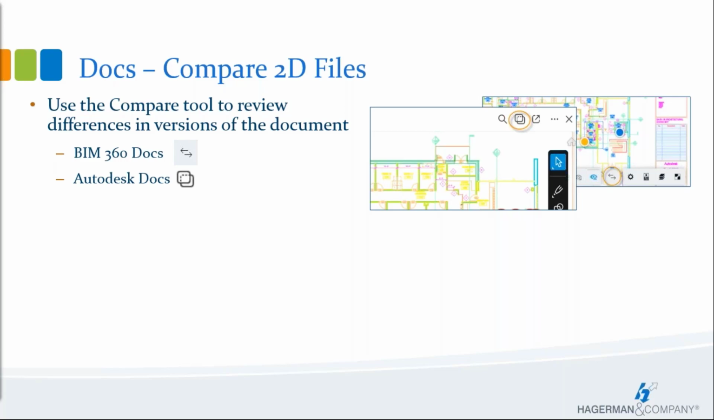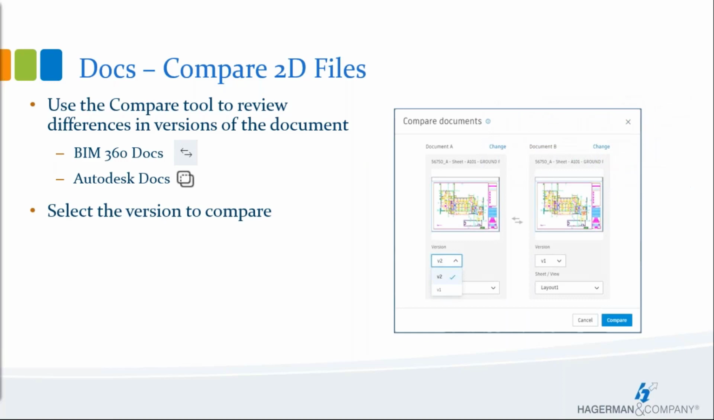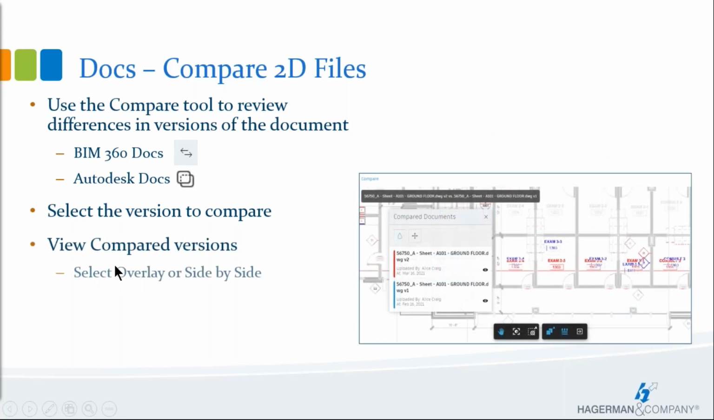So the location of the compare is different between the applications. I pointed out in BIM 360 that it's down here with the move and display settings. In Docs, they've moved it up to the top near the search bar and the closeout button for the BIM viewer. When we initiate the compare, we can select the view and the version that we want to compare. And once we select the compare button, we can look at that a couple of different ways.